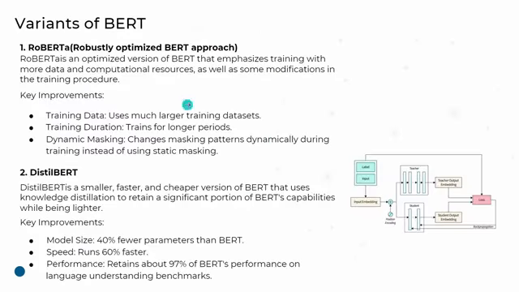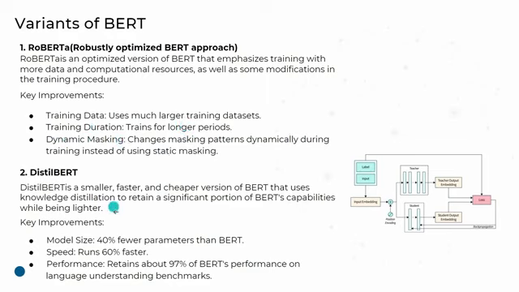Now we will see the variants of BERT. We have around 5 variants of the BERT algorithm. First is RoBERTa. This model is a version of BERT in which the only difference is that we are using a larger training data set, and the training duration is quite longer as compared to the BERT model. Also we are doing dynamic masking rather than static masking.